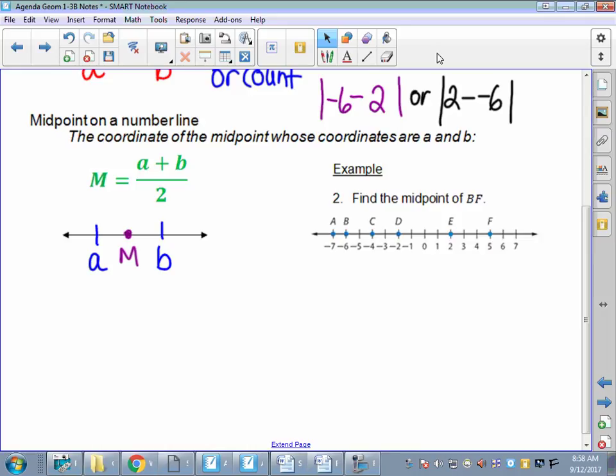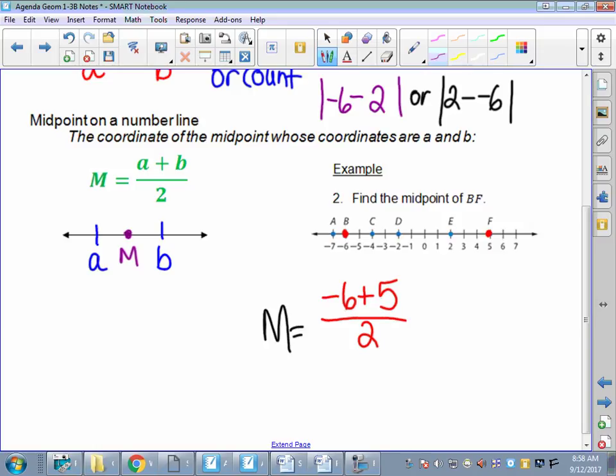And that betweenness of points, remember, the point was somewhere between the other two. This is a definitive halfway point. This is the midpoint. So for example number 2, if we're going to find the midpoint of BF, point B is down here at -6. Point F is down here at 5. We add those guys up and divide by 2. So -6 plus 5 is -1, over 2, so -1/2 or -0.5. So right here, I'm going to use a different color. Right here is the midpoint of BF.